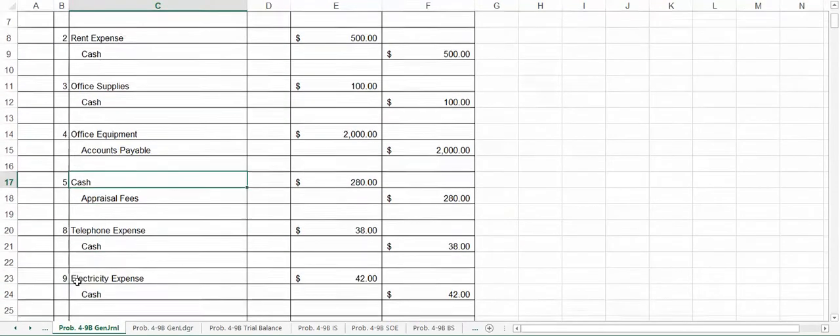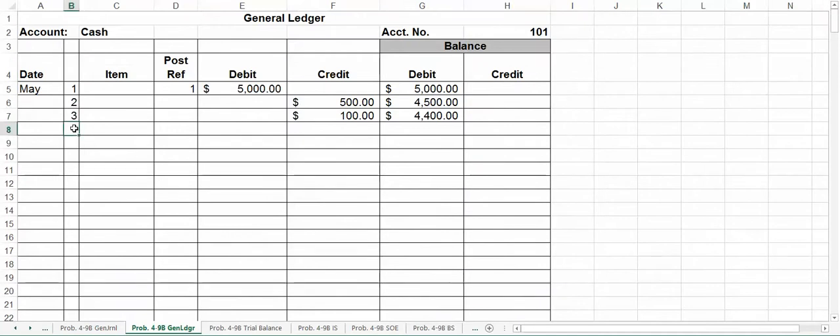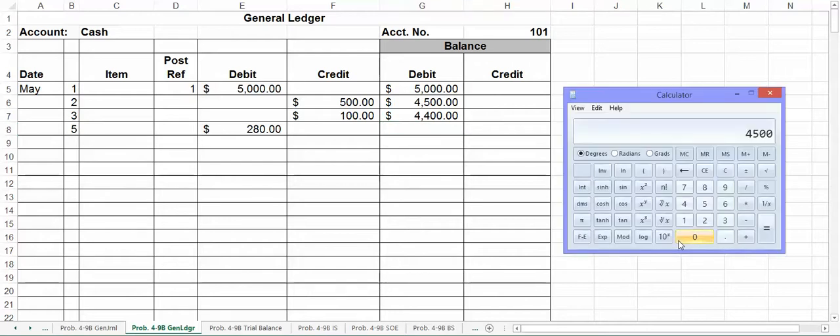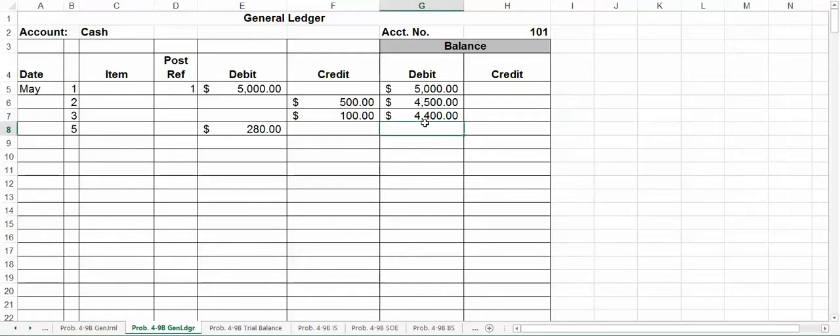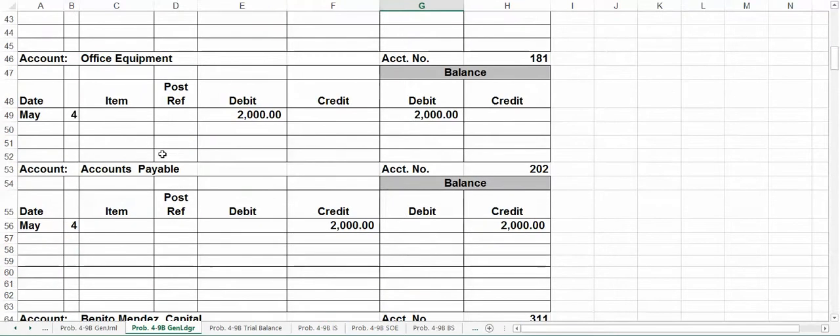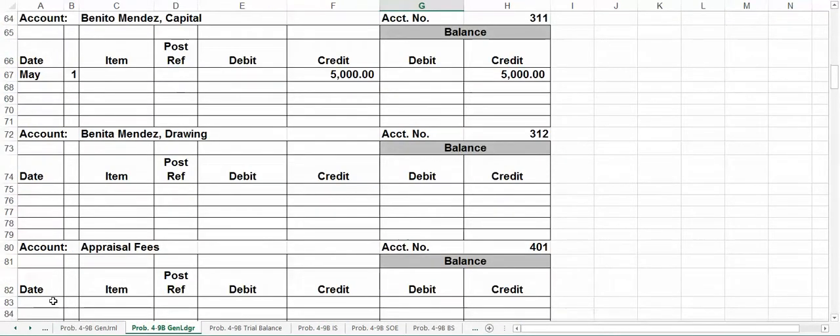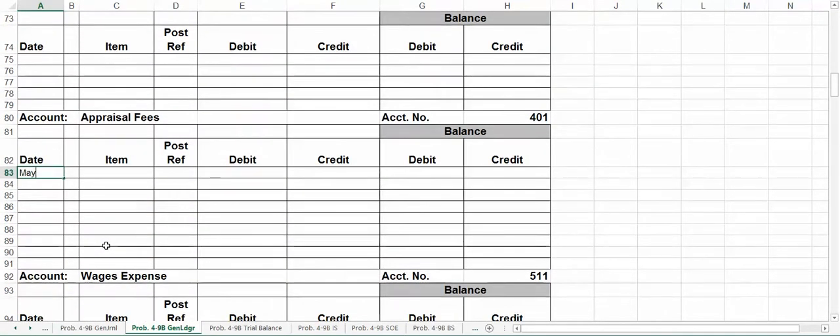Okay, cash and appraisal fees on the 5th for $280. The 5th, $280. Break out the calculator. That gives us a balance of $4,680. Let's go down to appraisal fees. Appraisal fees, May 5th, $280.